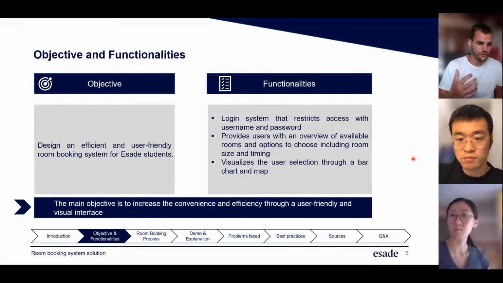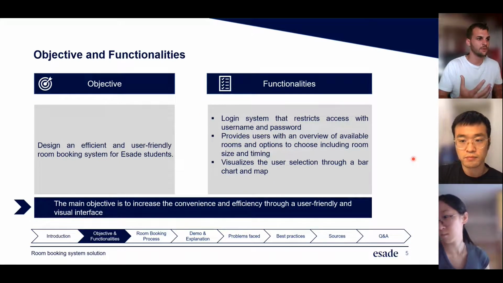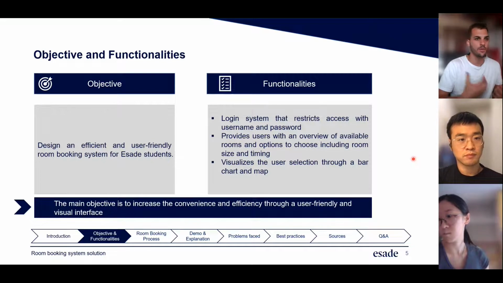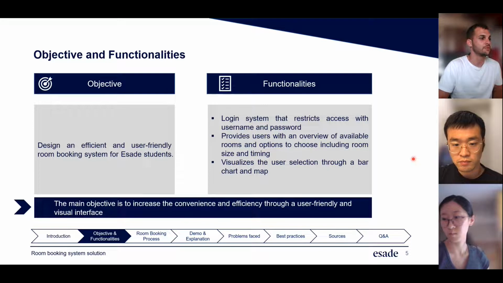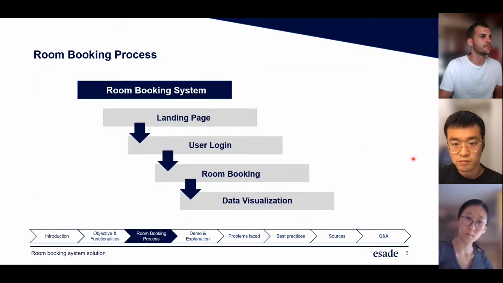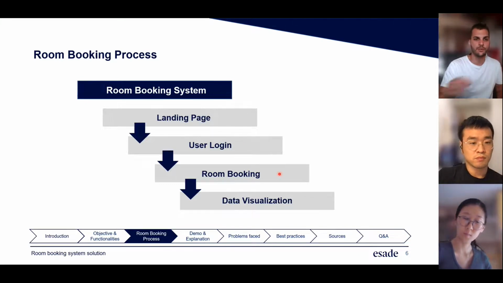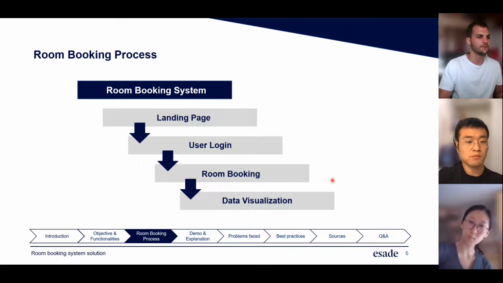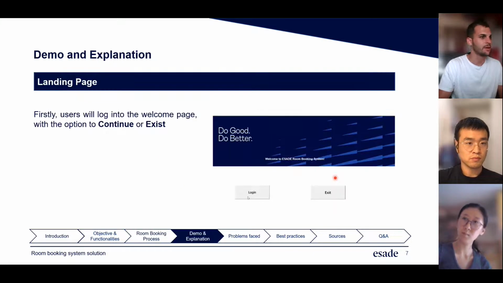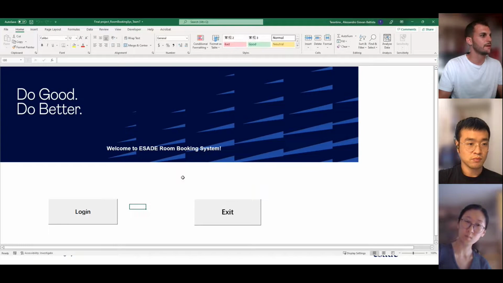Our objective focused on the feasibility of the project. As we don't have that much of a VBA background, we wanted to have a really nice project in terms of making it work in the end. And so we decided to improve that. In terms of functionalities, we will explain later more about that. The room booking process is as follows. We have a landing page, a user login, and then the room booking, where you actually can see the availability and the data visualization for the admin user.